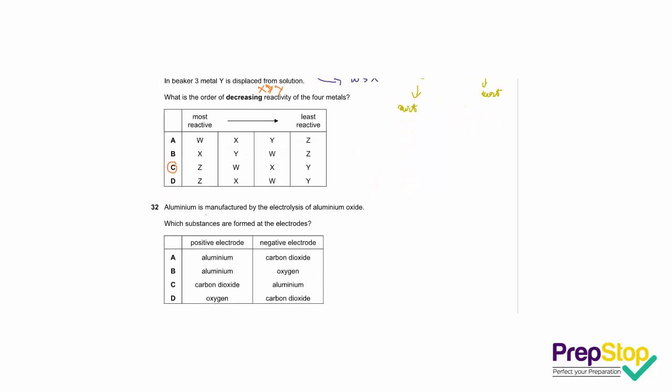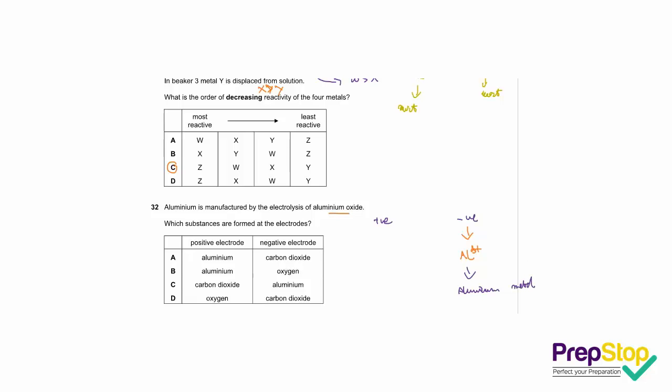Question number 32. Aluminium is manufactured by the electrolysis of aluminium oxide. Which substances are formed at the electrodes? So we have the positive electrode and the negative electrode. We need to know first that at the negative electrode the positive ions are attracted. In the manufacture of aluminium, when electrolysis of aluminium oxide occurs, there is the positive aluminium 3 positive ion. So at the negative electrode we should have aluminium metal formed.